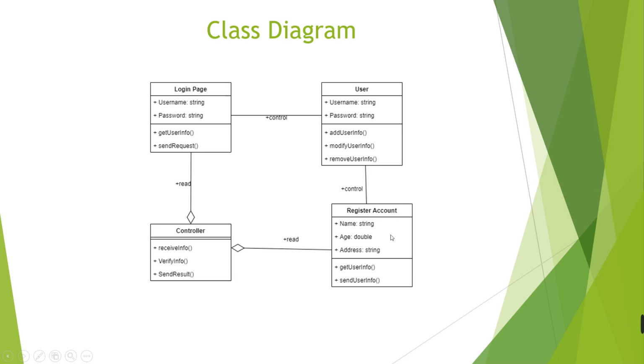And for the register account, the name is string, age is double, and address is string. It has two behaviors, which are get user info and send user info. And they also relate to the controller. The controller does receive info, verify info, and send results.